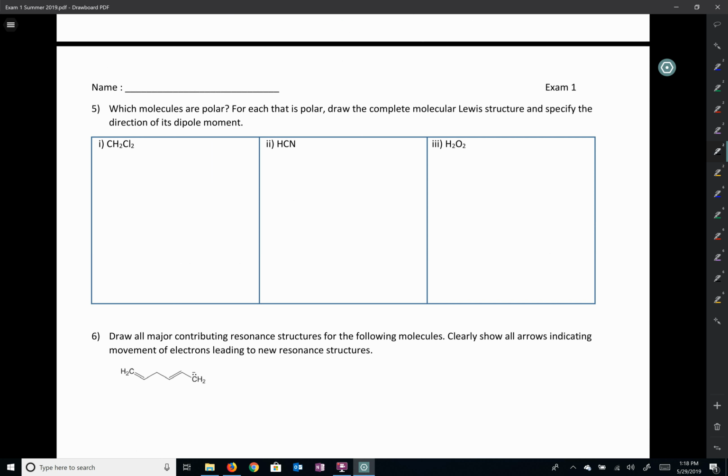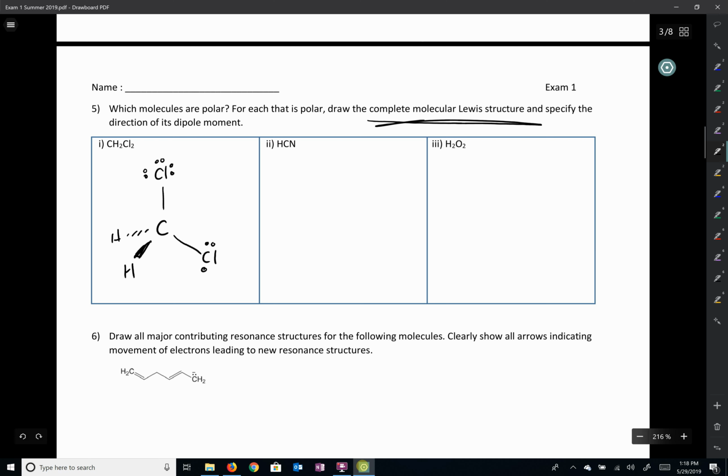So remember, when you're dealing with polarity, you always have to draw the complete molecular structure. You have to draw the three-dimensional shape. So for this first one here, here's our complete Lewis structure. It's a tetrahedral molecule. It's sp3 hybridized, all that kind of good stuff.